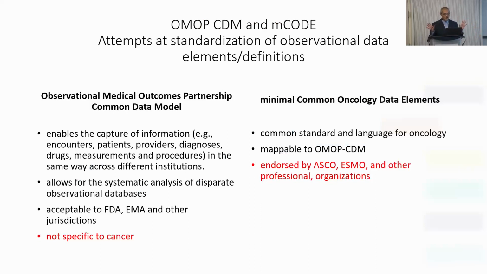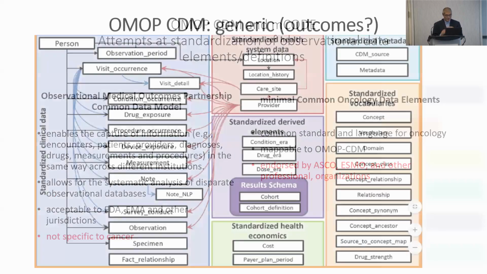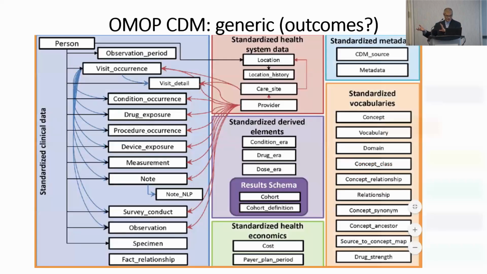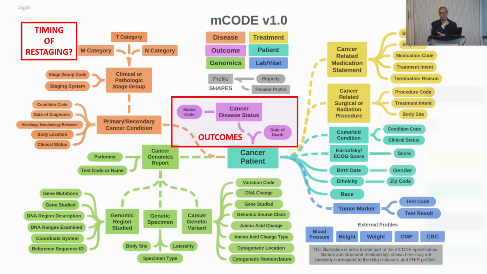And the two large groups, there's OMOP, the Observational Medical Outcomes Partnership Common Data Model, but that's not specific to cancer. A number of cancer associations, like the American Society of Clinical Oncology, the European Society of Medical Oncology, and other organizations have rather preferred to use the Minimum Common Oncology Data Elements, or mCODE, in this case. These are all the various, different types of data elements you can collect with OMOP, which is the generic one. And these are the ones for mCODE, right? Lots of things to collect, wonderful.